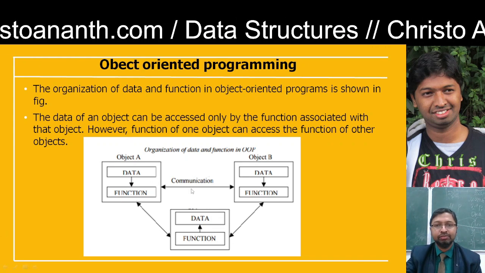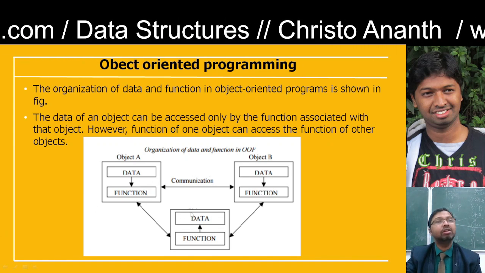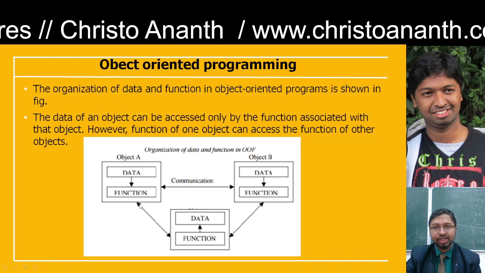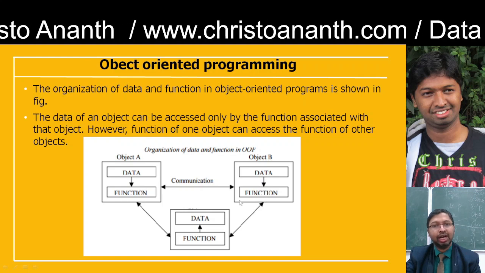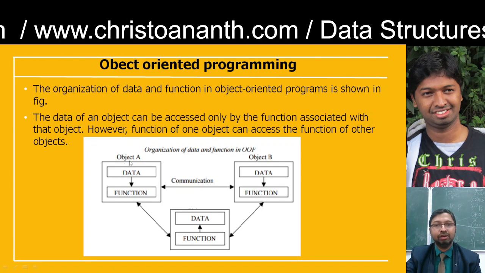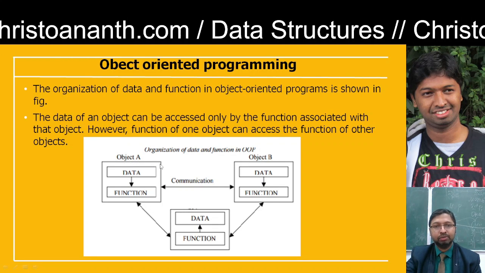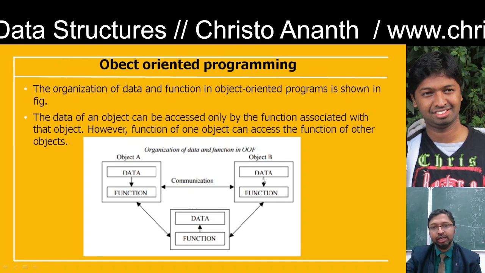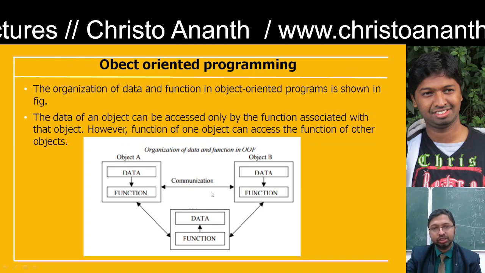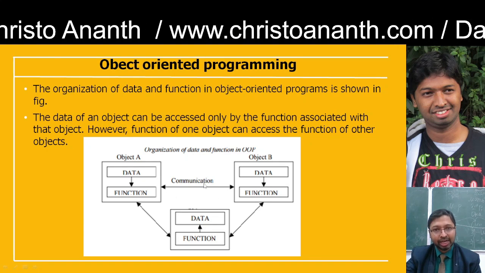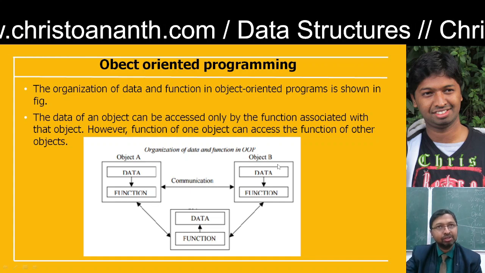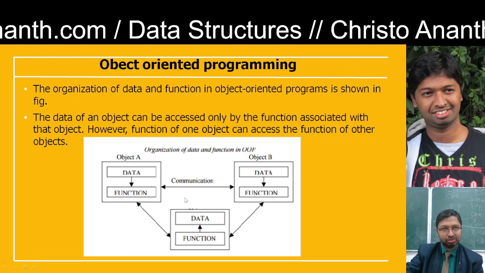So here the data of an object can be accessed only by the function associated with the object. The function of one object can access the function of another object. So here you'll have object A, object B. Here you have data corresponding to a function, and here you have data corresponding to a function. That is communication. Again, it is communicating data with a function, maybe like object C. So that's how the communication goes on.